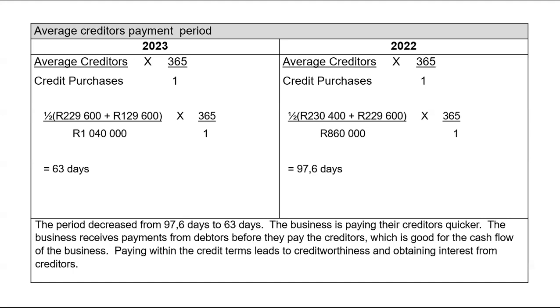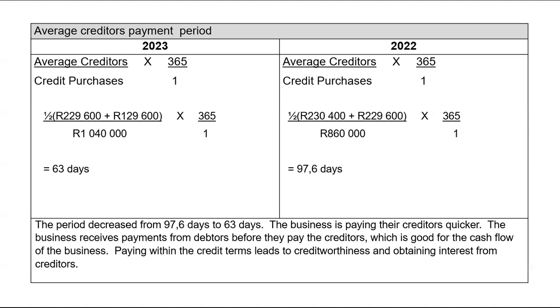The period decreased from 97.6 days to 63 days. The business is paying the creditors quicker. The business receives payments from debtors before they pay the creditors, which is good for the cash flow of the business. Paying within the credit terms leads to creditworthiness on obtaining interest from creditors.